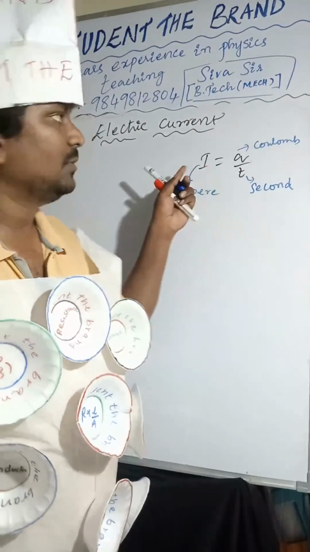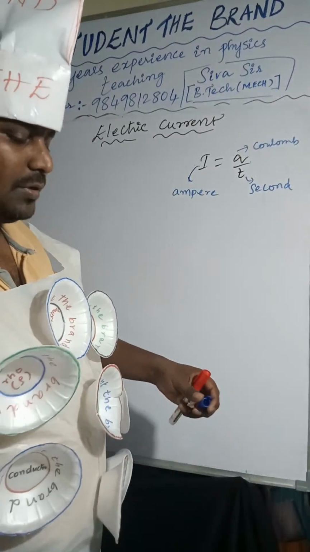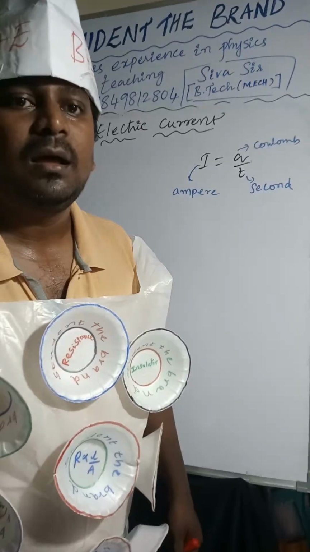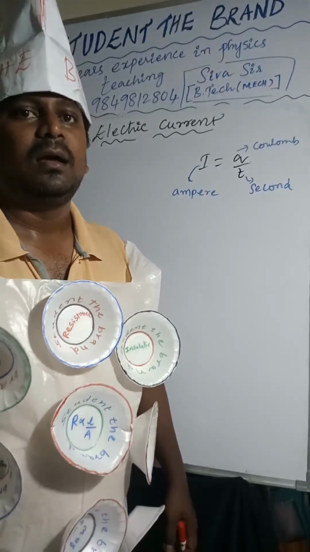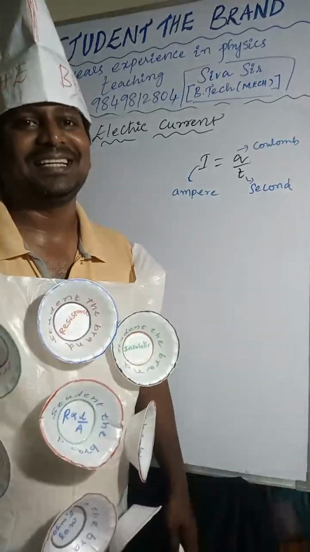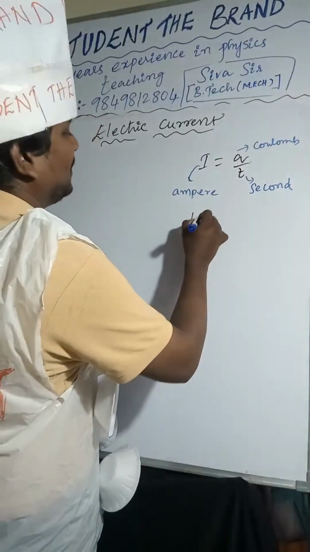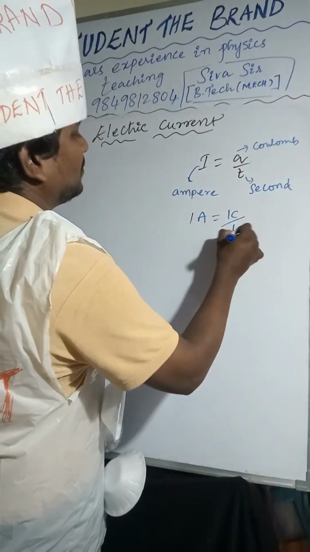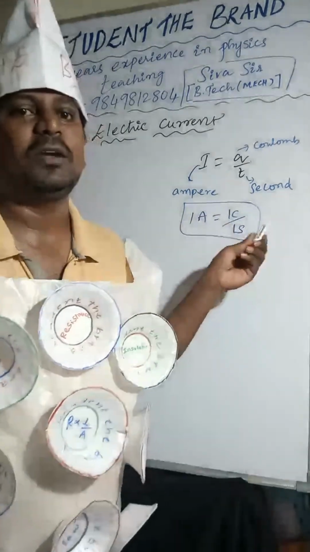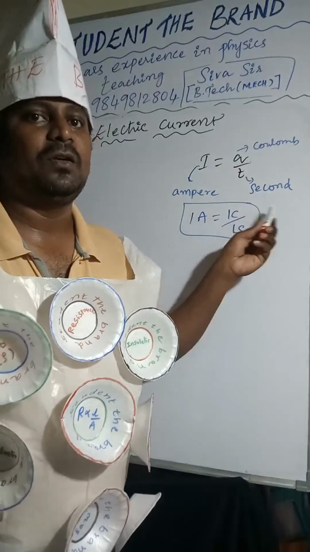So I equal to Q by T. I equal to coulomb per second. Coulomb per second is correct. So 1 ampere equal to 1 coulomb per 1 second.